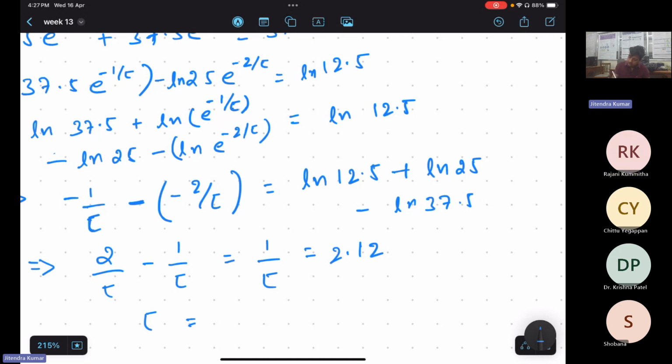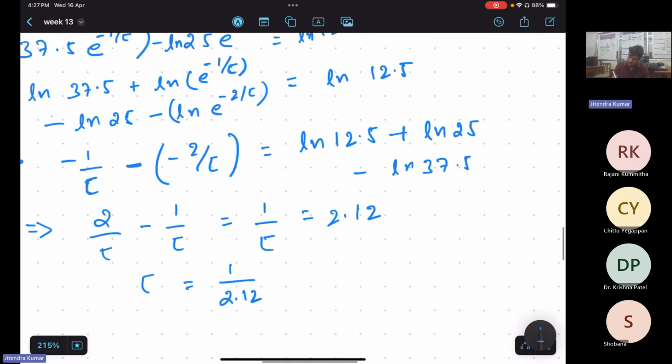So tau will be 1 by 2.12. Whatever this value will come out, that will be in hours. Why? Because in the numerator also we have taken the value in terms of hours only. So it is 1 divided by 0.47, 0.471 hours. So that is the time constant of this.